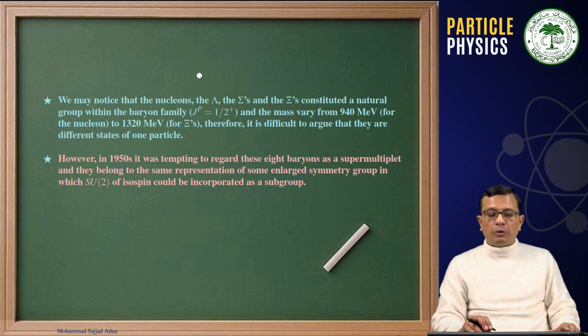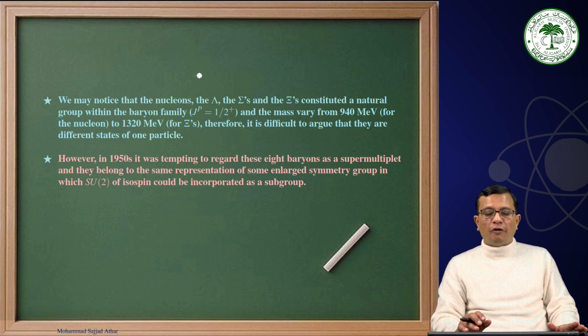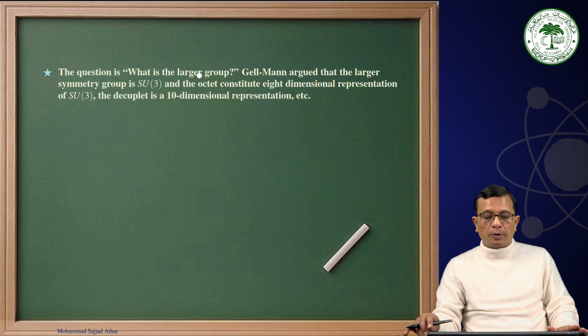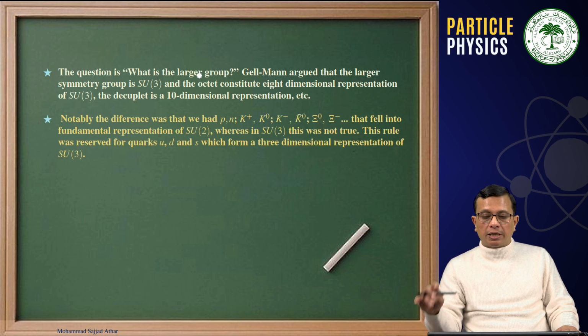In 1950, it was tempting to regard these 8 baryons as a super multiplet, belonging to the same representation of some enlarged symmetry group in which SU(2) of isospin could be incorporated as a subgroup. The question is, what is that larger group? Gell-Mann argued that the larger symmetry group is SU(3), and the octet constitutes an 8-dimensional representation of SU(3). The decuplet is a 10-dimensional representation, etc.